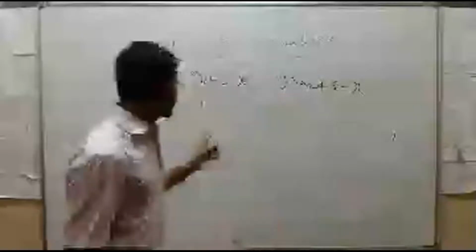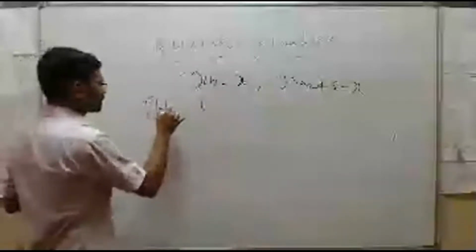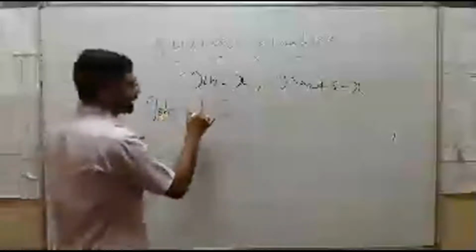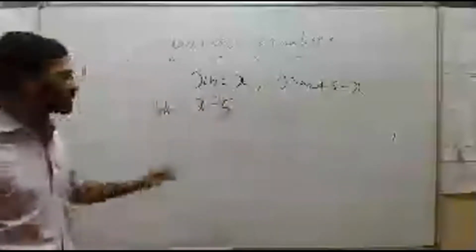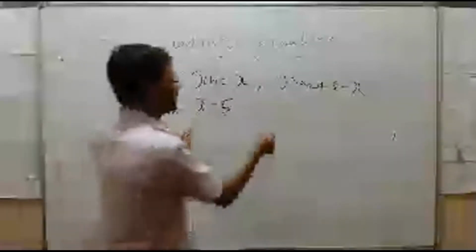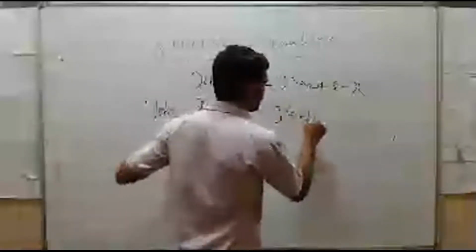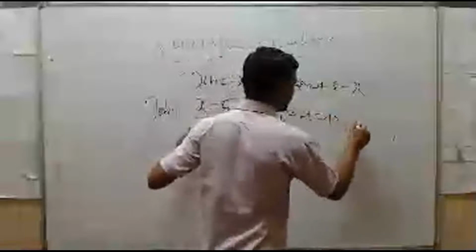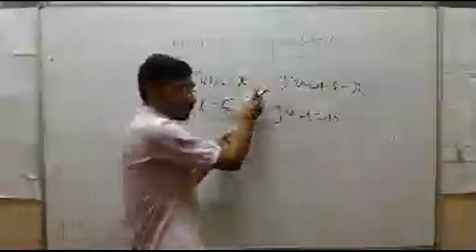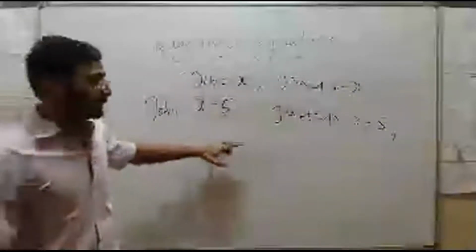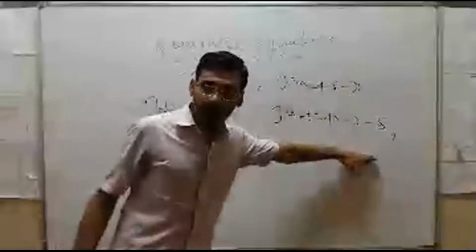Okay, present situation. John is having how many marbles? X minus 5, because both will lose 5 marbles. Jeevanti, how many marbles? 45 minus x. In that 45 minus x, again she loses how many marbles? Again 5 marbles. Here John also loses 5 marbles, and Jeevanti also loses 5 marbles.